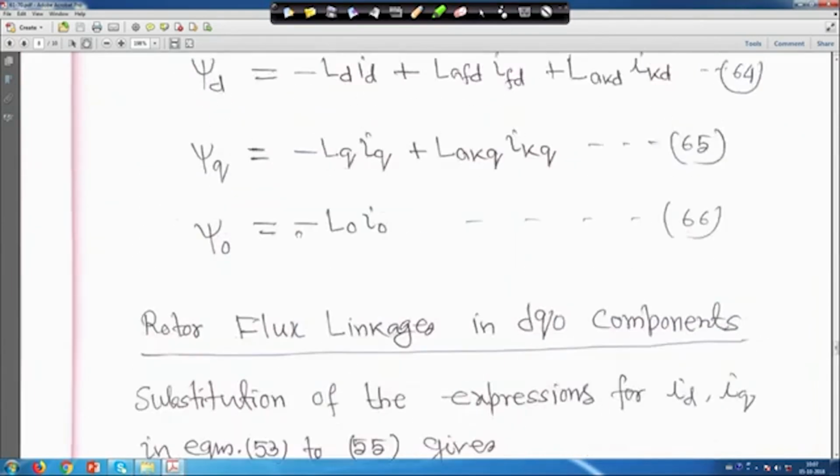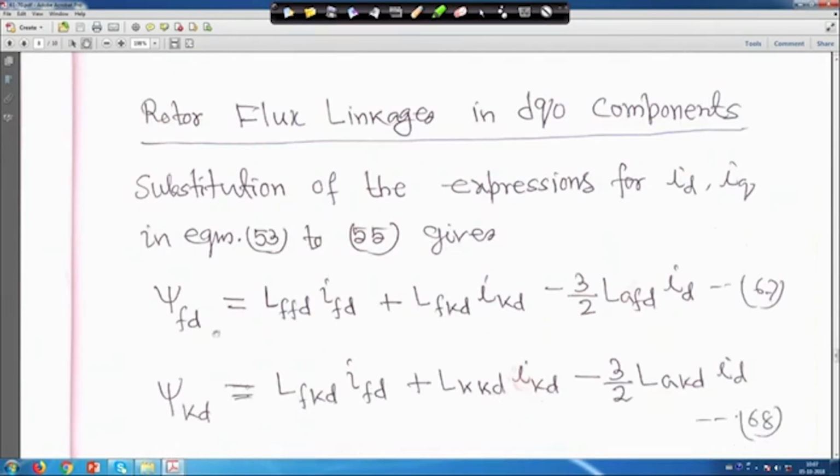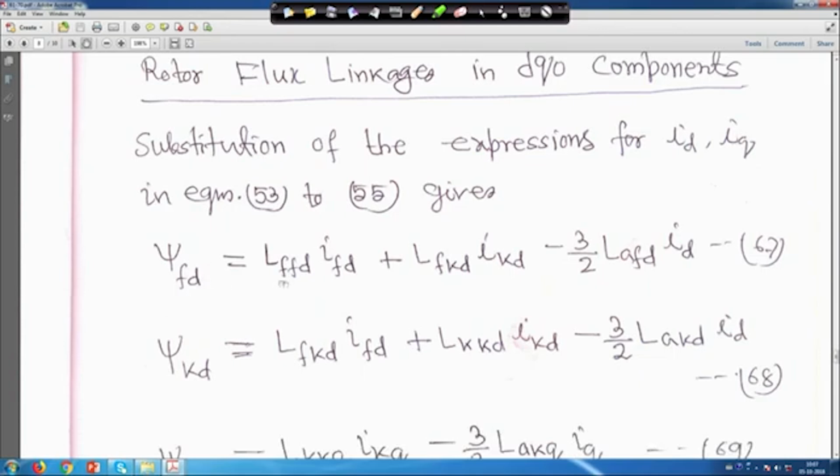You just put the expression of ID and IQ, then you will get this expression. This I request you to derive. Again and again I am telling, because it will take a few more pages. So just have patience and do this. Psi FD will be LFFD IFD plus LFKD IKD minus 3 by 2 LAFD ID.